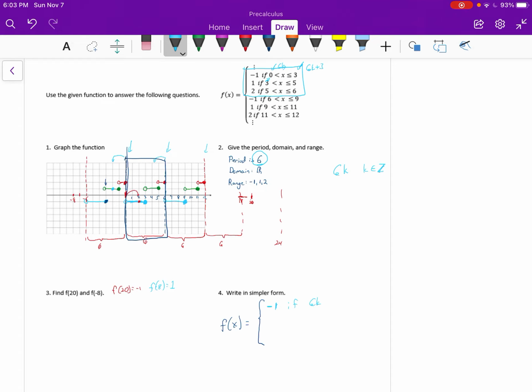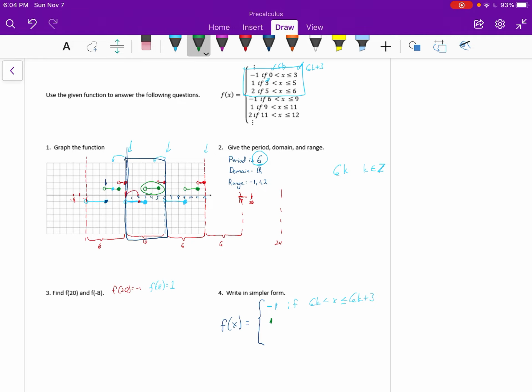if x is between 6k and 6k plus 3. But we have to make sure the inequality signs are right. And actually, I forgot an inequality sign, so we'll fix that. That's a less than or equal to 6k plus 3. Then our graph was equal to 1. That is right here. That was from 3 to 5.